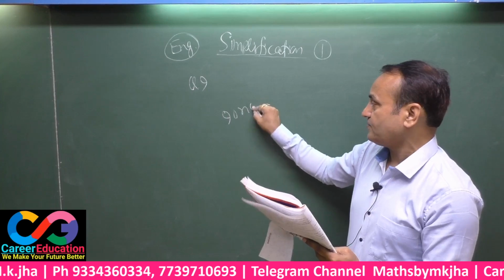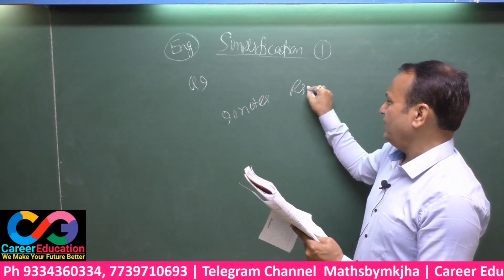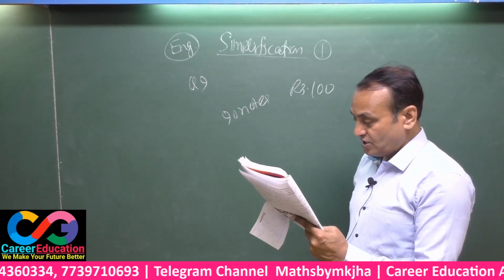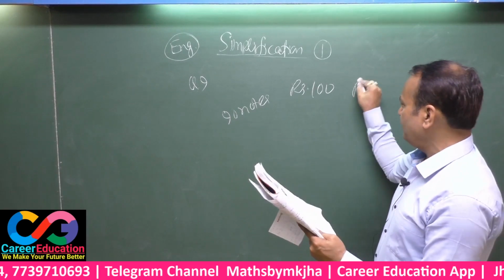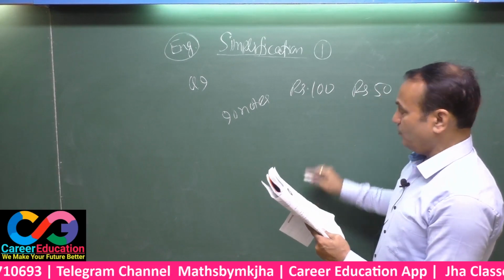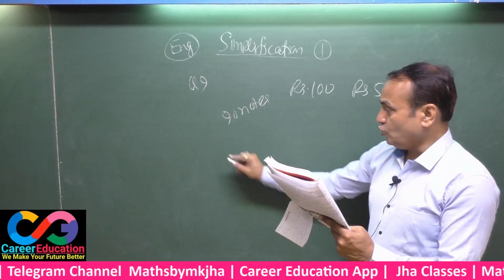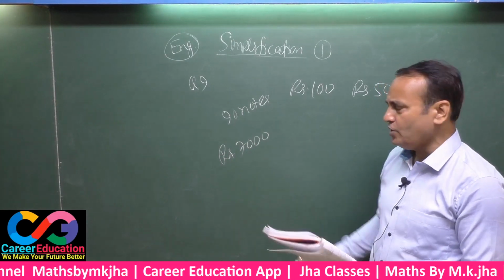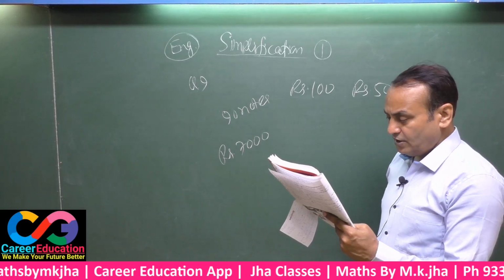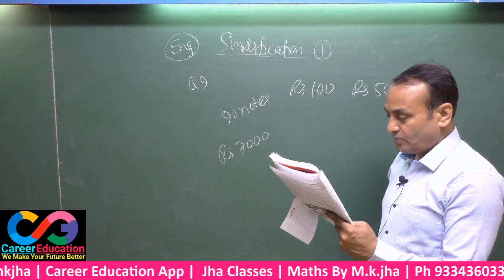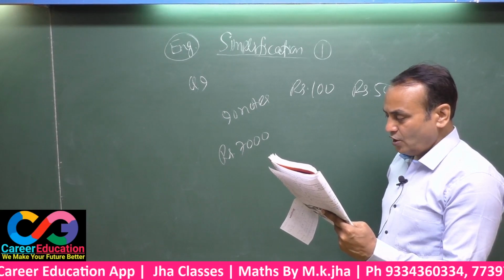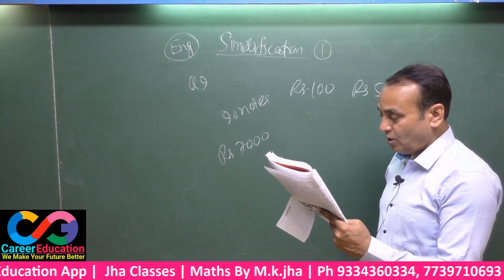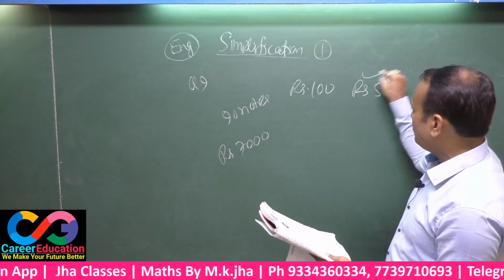rupees 100 and rupees 50. The total value is rupees 7000. This is the question I am explaining to you. Total value of the denominations is rupees 7000. You have to point out the number of 50 rupees notes.